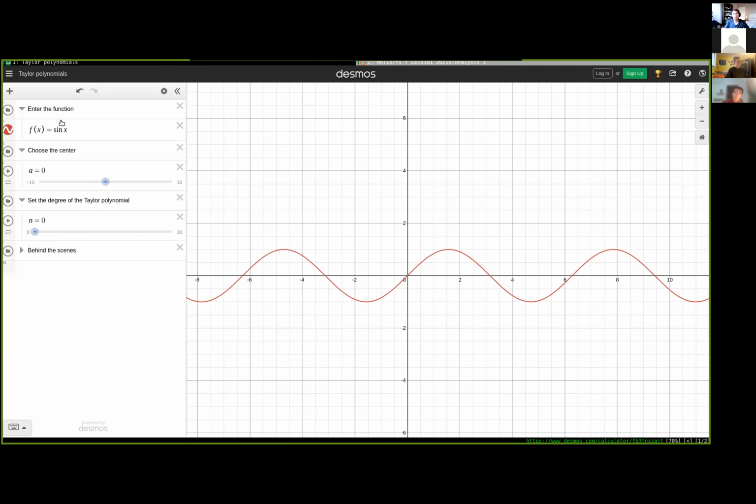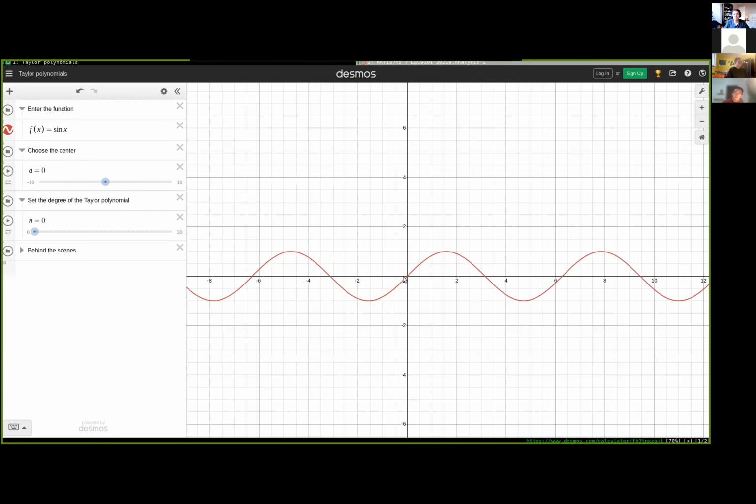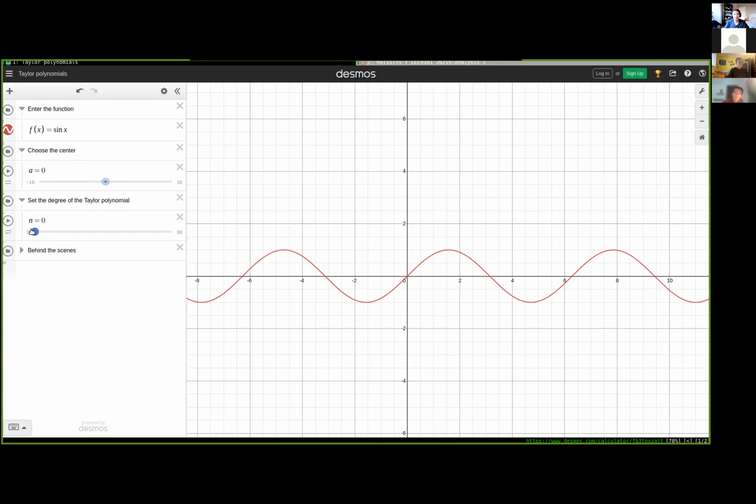Okay, so I've chosen the function sine x, and I've chosen where I could center it, right? So I could center it somewhere else. I'm just going to center it at 0. Now I need to get this thing back to 0, like that. Now here's the degree of the Taylor polynomial. So right now our Taylor polynomial is 0, so it's kind of stupid. And when I set it equal to 1, remember, it's just x, right? The first order Taylor polynomial is just x, and this is exactly the line y equals x.